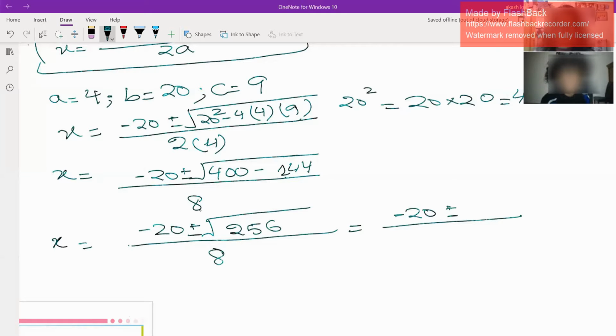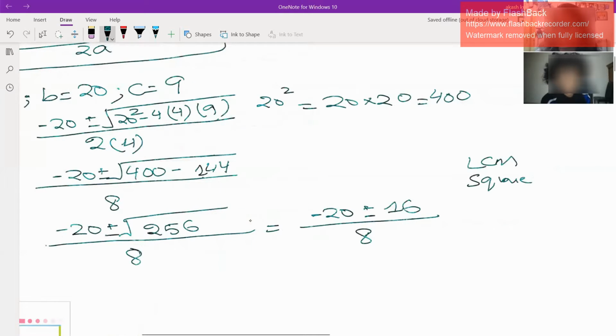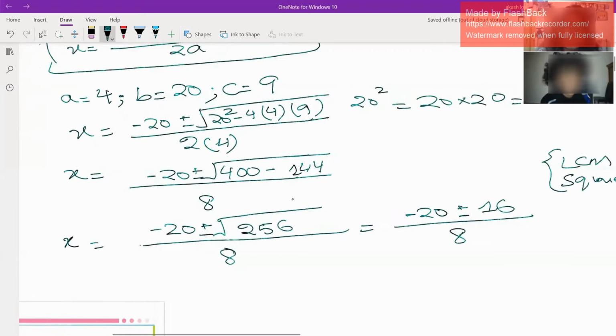Do you know what is the square root of 256? No, I don't know. Okay. The square root of 256 is 16. From next week, we are going to do our session on LCM and square root. I have noticed that you don't know about these two topics at all. So from next week, we are going to cover these two topics, and then we complete our quadratic equations.